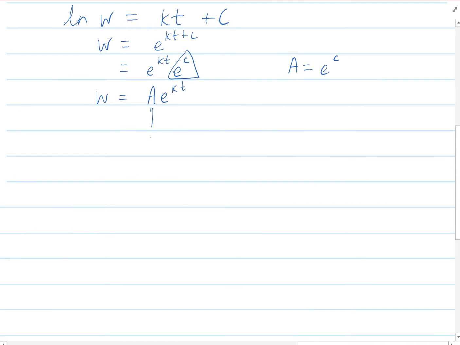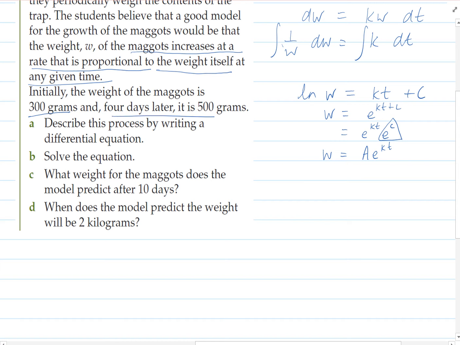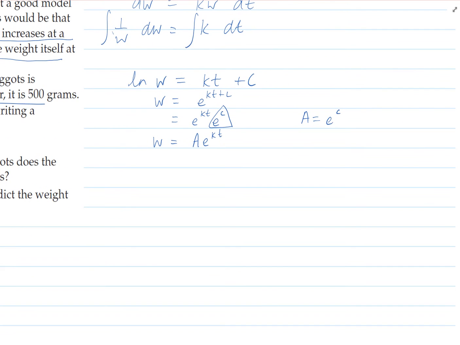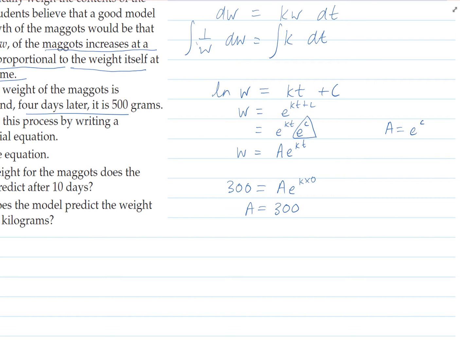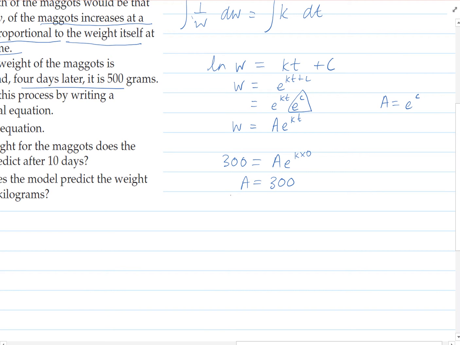So I've actually got two constants here, with different values, that we have to solve for. That's why we have two different conditions: the initial conditions and the conditions 4 days later, because we've got two things to solve for. When weight is 300, our time is equal to 0, and because k times 0 is 0 and e to the 0 is 1, our value for a is simply 300. You'll get used to the fact that you can skip straight to this step, because initial conditions give you that a value straight away. Then we're told 4 days later it's 500, so we've got a weight of 500 when t is 4, and so we can solve this equation for k.